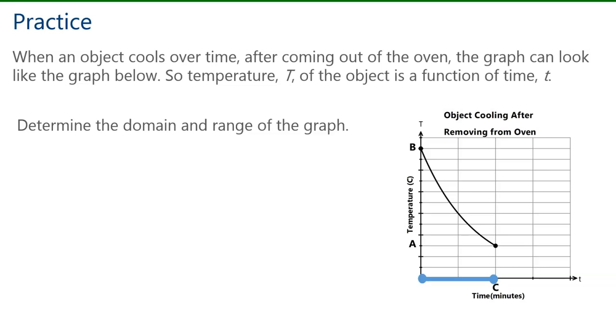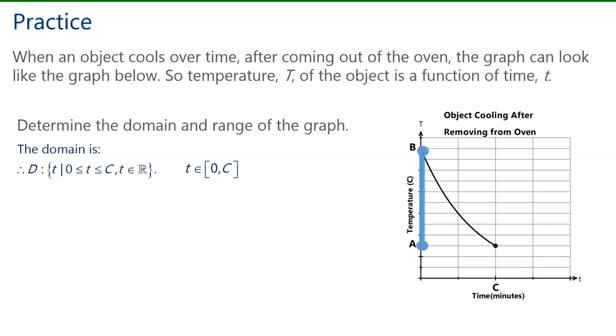Let's look at the shadow of the graph on the horizontal axis. It stretches from 0 to capital C, including both. So the domain is the set of little t's such that little t is greater than or equal to 0 and little t is less than or equal to C, where t is a real number. In interval notation, this is the closed interval from 0 to C.